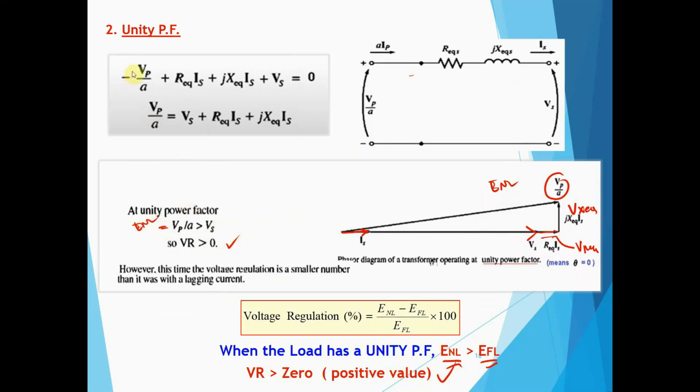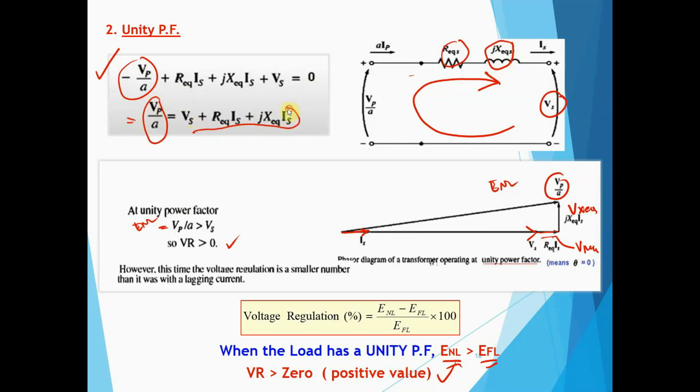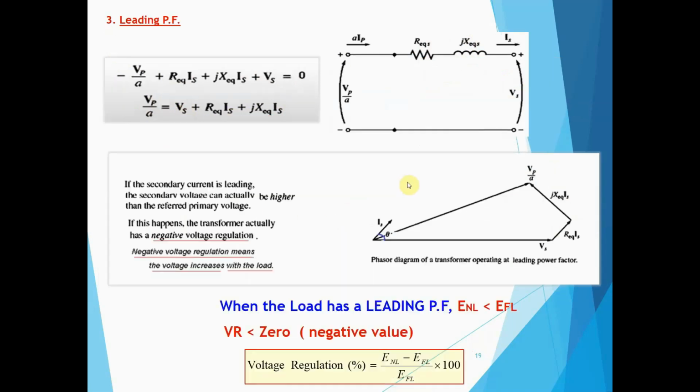And as you can see here, this equation is from KVL. We derived this equation from KVL, right? Let us take the KVL here: minus VP over a plus R_eq IS plus jX_eq IS plus VS will be equal to 0. Solving for VP over a, or E no load, we have the summation of voltages. This is from Kirchhoff's KVL.